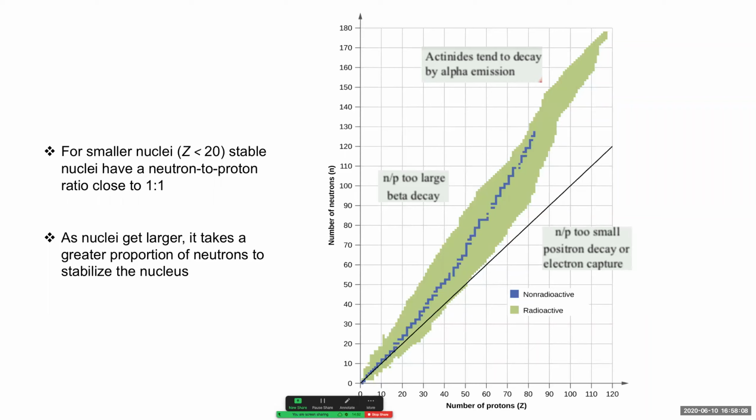And if you think about it, the nucleus is extremely, extremely small, and it's packed with protons, and there's a huge repulsion that goes on between these protons. Well, the neutrons help to provide a buffer or a shield for that repulsion. But as the number of protons increases, it takes more and more neutrons to help stabilize the nucleus.